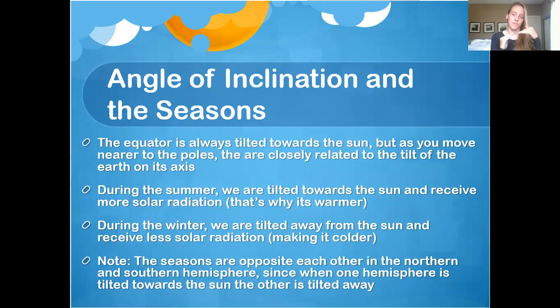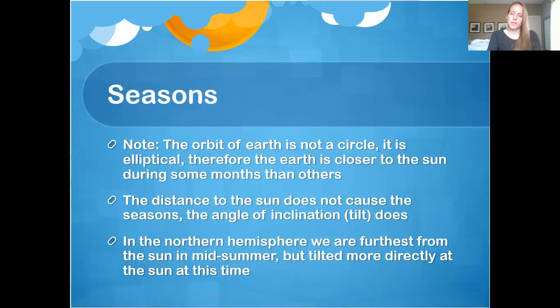And so because of the angle of inclination, the summer here in the northern hemisphere would be during the winter in the southern hemisphere, like when Australia is. So we have opposite summers and winters. It is important to note that Earth's orbit is like an elliptical, so kind of like an oval shape. So the Earth is closer to the sun during some months and further away in others. However, the distance of the Earth to the sun is not what causes the seasons. That's a really common misconception. It is just the angle of inclination, the tilt of the Earth on its axis, that causes the seasons.